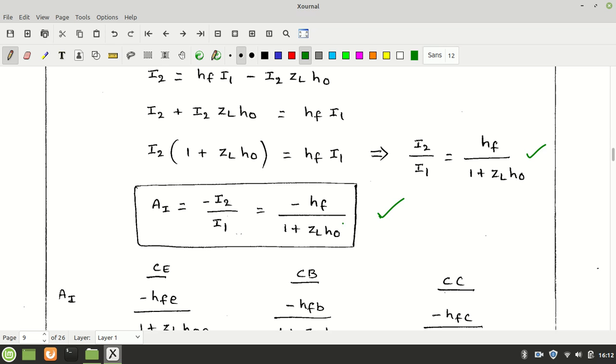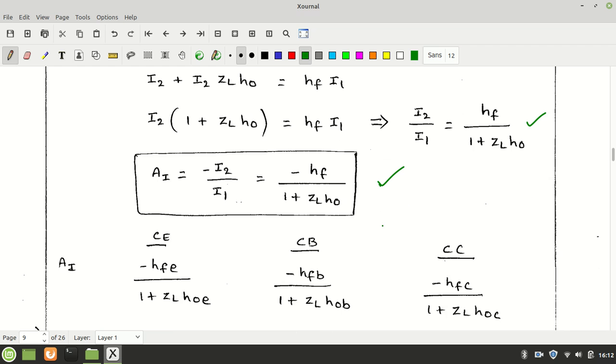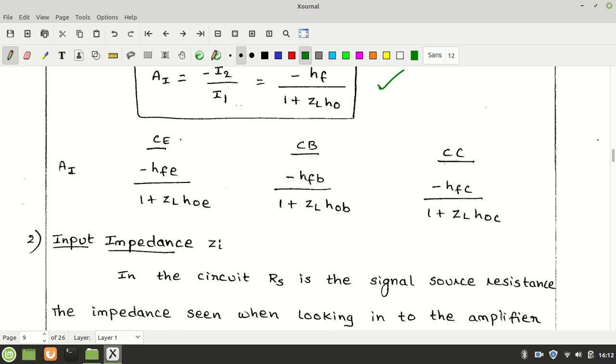These parameters can be evaluated experimentally, and some typical values are given in the above table which I have shown already. So this current gain is constant for a particular connection, for a particular transistor, in a particular mode. You can see here the different modes, then hfe and hoe or hfb or hob will be written here. So this is the formula.